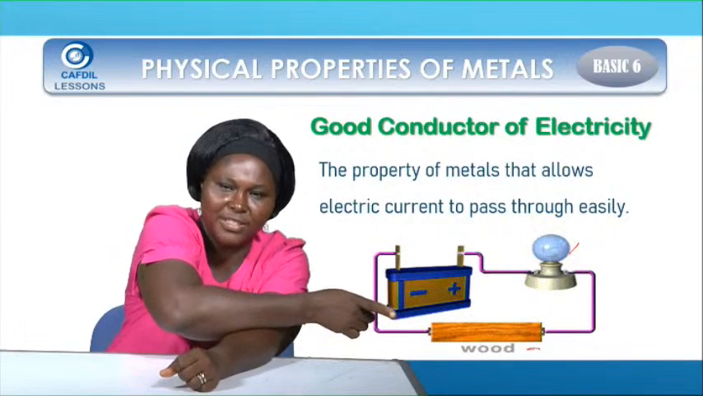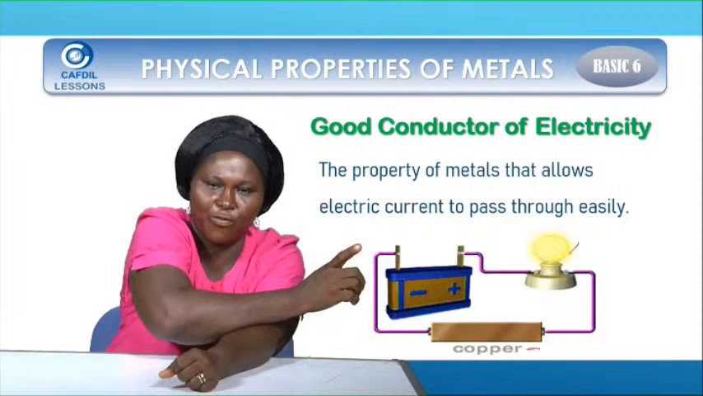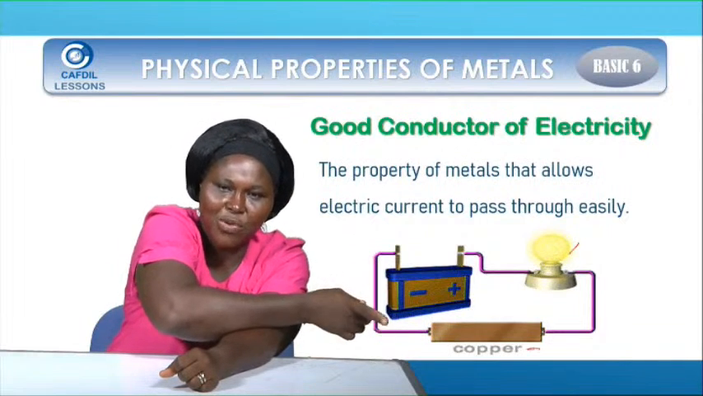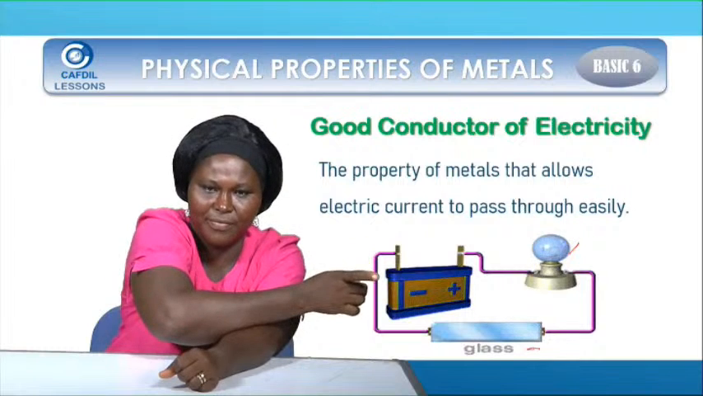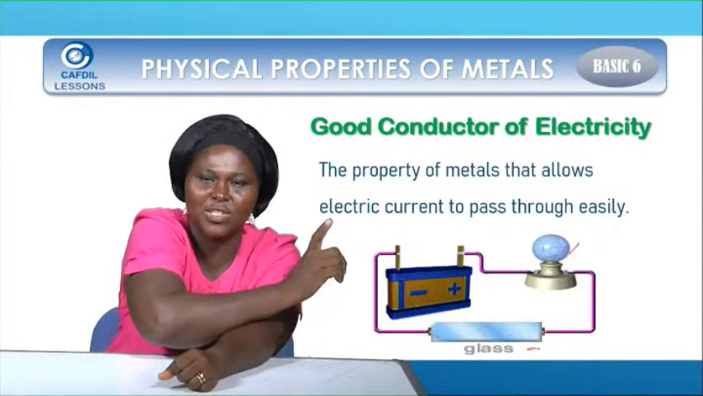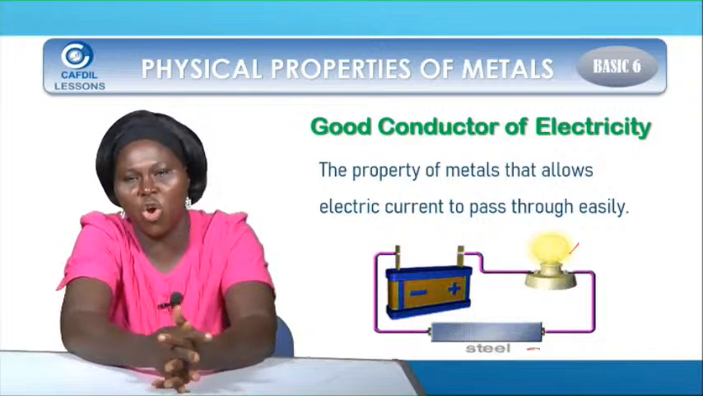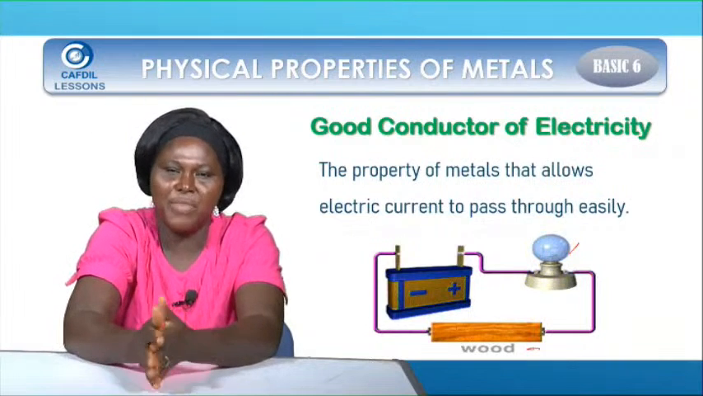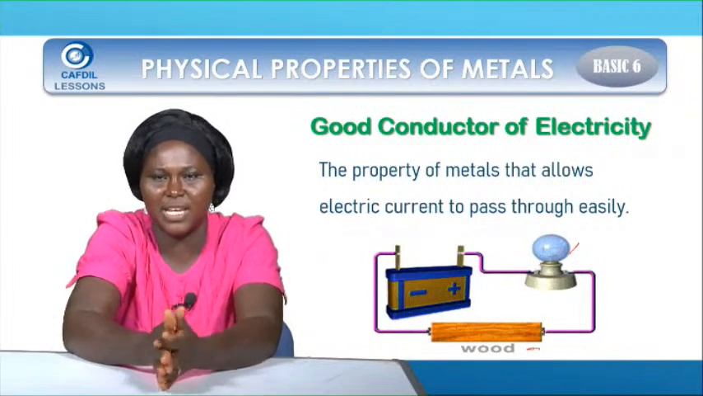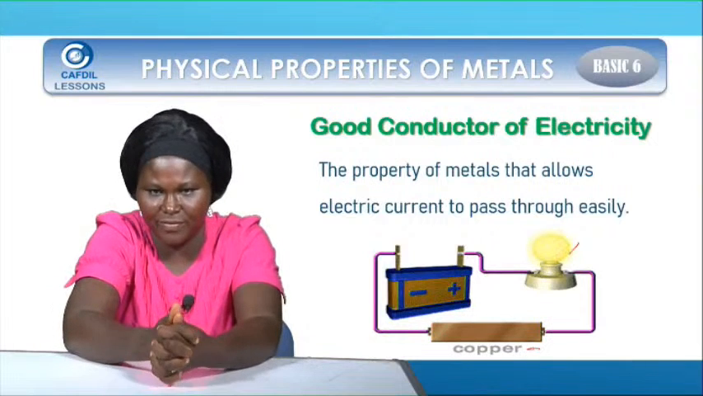Let's look at the wood. The light is off. Copper, the light is on. Glass, the light is off. So this shows that metals are good conductors of electricity.